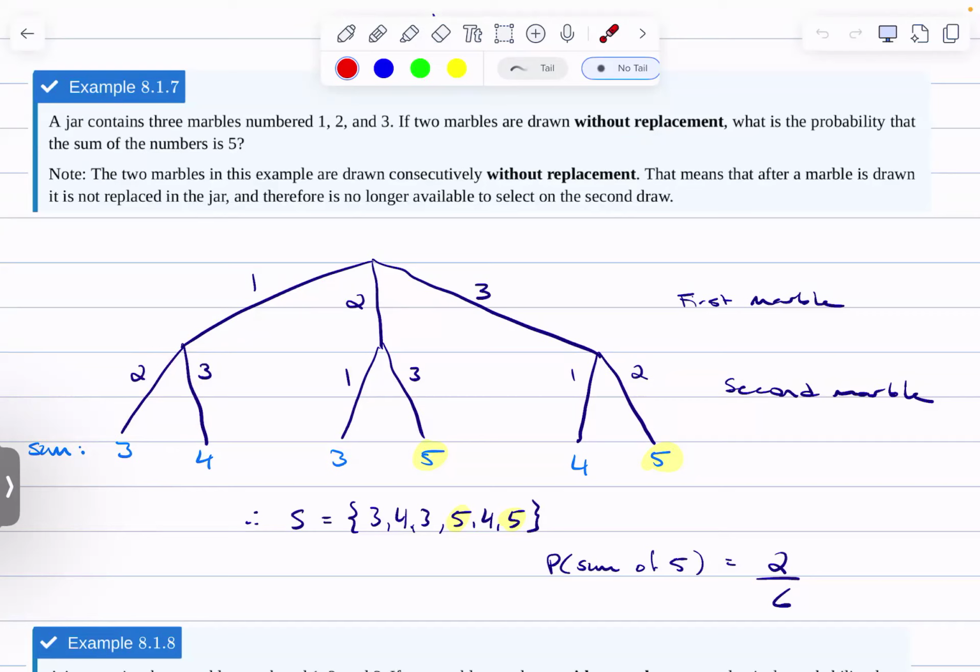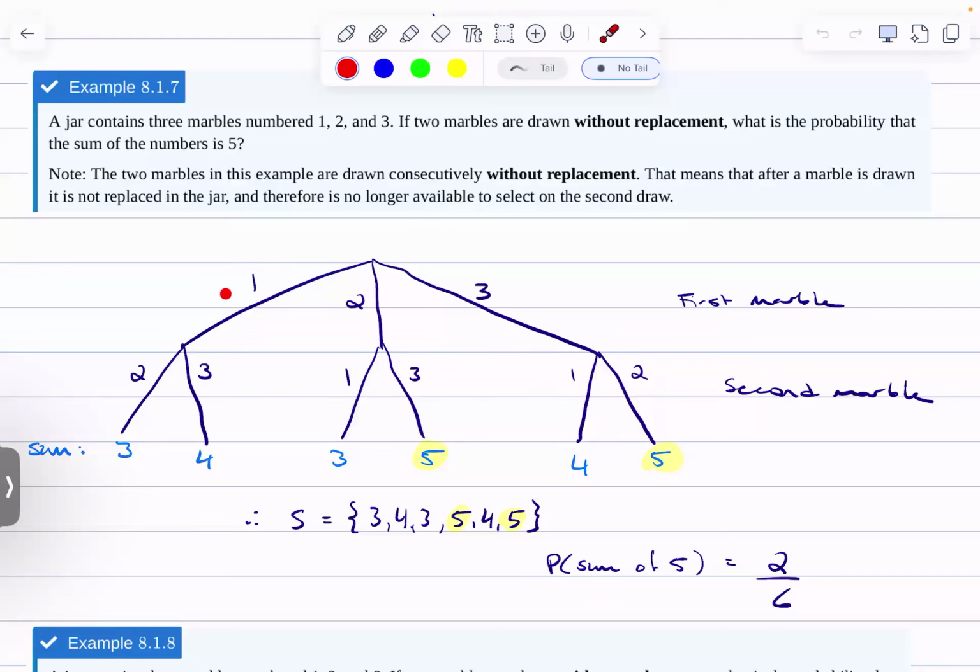What we did then was we looked at the sum of each branch. We wanted to find the probability that the sum of the numbers is 5. By listing the sample space, we have 1, 2, 3, 4, 5, 6 possible outcomes. Then 2 of those outcomes satisfy a sum of 5, and so we found that the probability was 2/6.